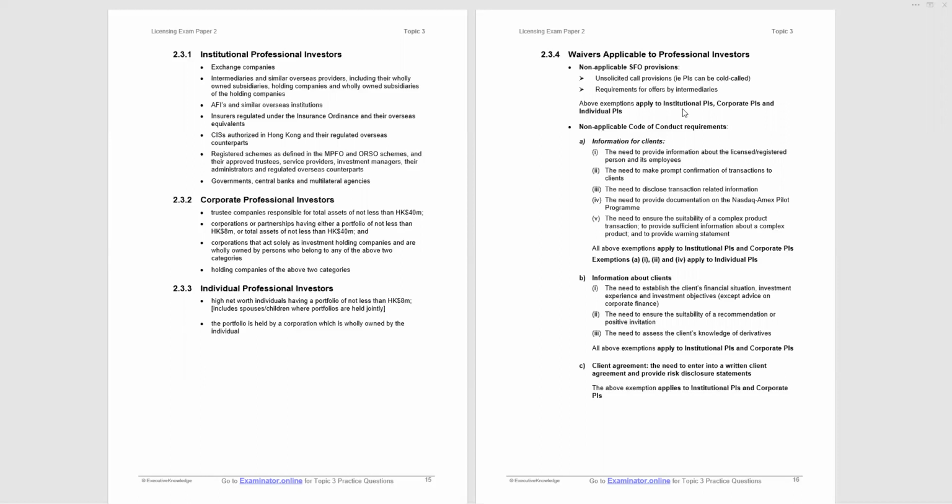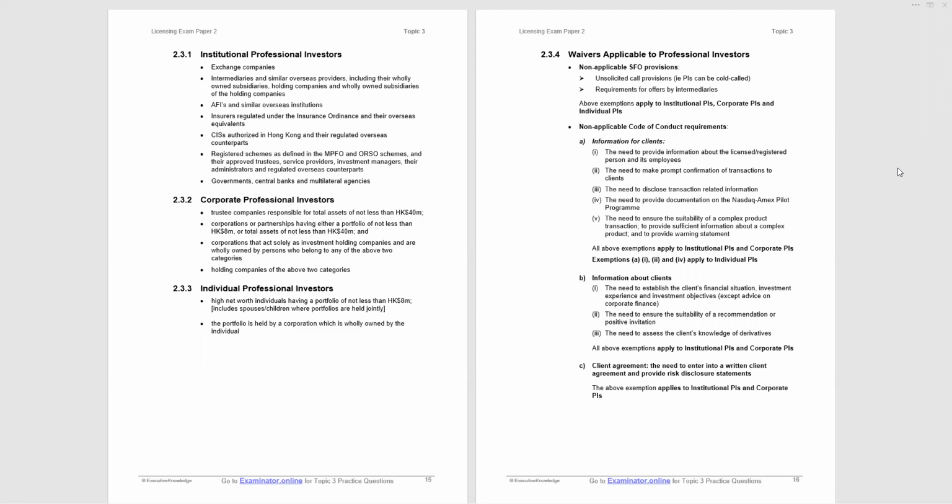Okay, the waivers applicable to professional investors on page 16. And this is just split up into Securities and Futures Ordinance provisions that are waived, and there is only one real issue for the exam: unsolicited call provisions. So what that is saying is professional investors can be cold called. We will cover the cold calling provisions in topic 7. And as it says, those exemptions apply to all three: institutional, corporate, and individual PIs.